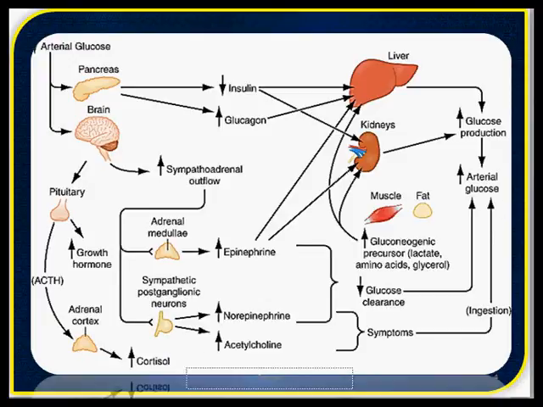So, whenever there is hypoglycemia, the things that come into play are: the first defense is reduction in insulin, the second defense is increase in glucagon, the third defense is the sympathoadrenal outflow, the accessory defense is through growth hormone and cortisol, and of course the symptoms make us eat glucose from an external source. These are the ways in which glucose is maintained in the body.